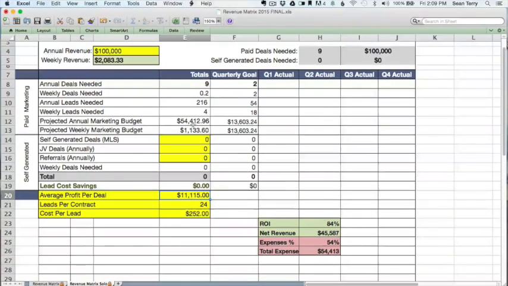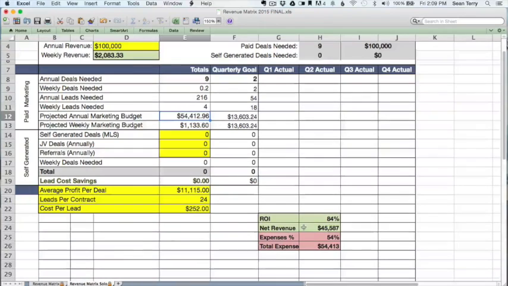But you're going to have a $54,000 marketing budget. I mean, that's $54,000. So your total net revenue to you is $45,000, assuming these numbers. Okay. Now your expense ratio is about 54%. Total expenses $54,000, and your ROI is about 84%.